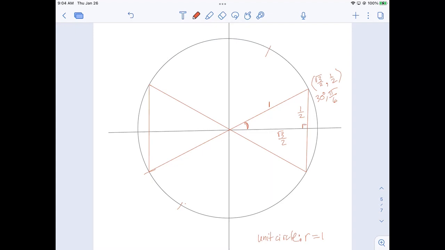If I ask you for tangent, you can get tangent from here. It's 1 over the square root of 3. You don't even have to worry about the denominators because they're going to divide out. It's y over x, that is the numerator of y over the numerator of x. 1 over the square root of 3, that's square root of 3 over 3. Boom. We got it.